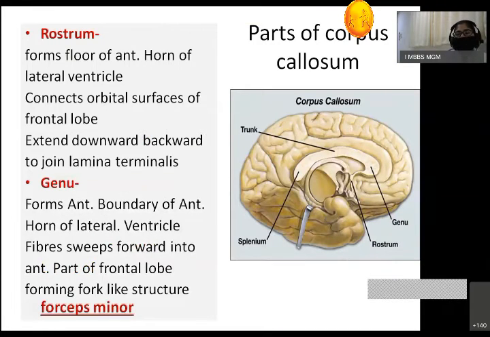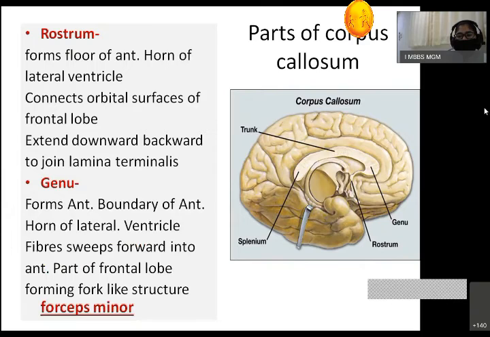Then the parts of the corpus callosum. It shows basically 4 parts. The rostrum forms the floor of the anterior horn of the lateral ventricle. It connects the orbital surfaces of the frontal lobe. They extend downward and backward to join the lamina terminalis.